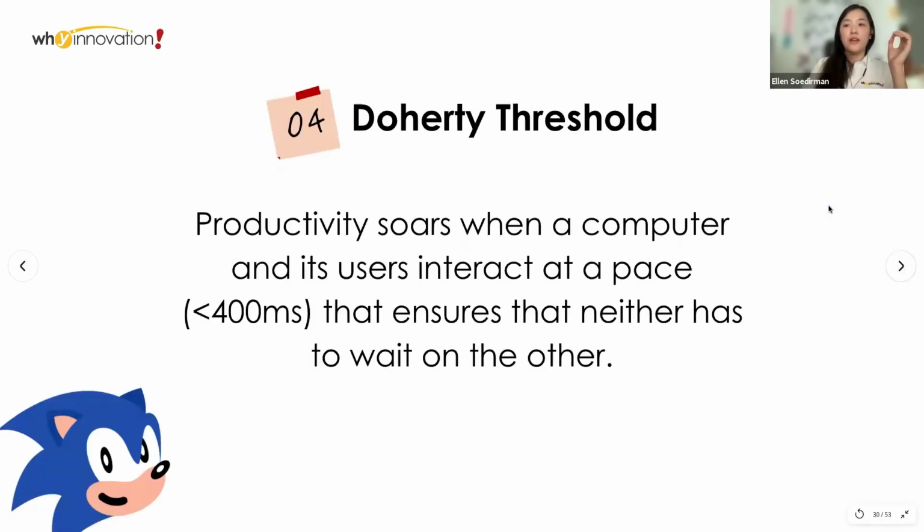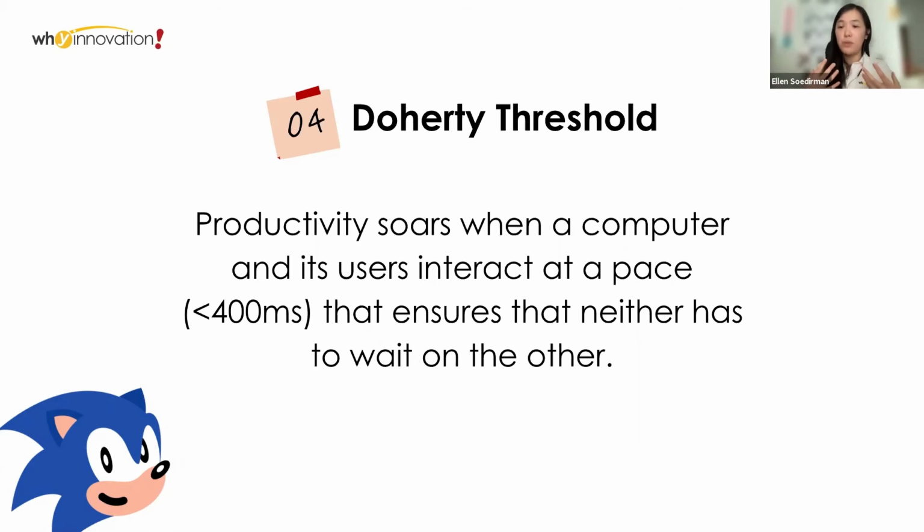Okay, so next up, we have the Doherty threshold. The Doherty threshold states that productivity soars when a computer and its users interact at a pace of less than 400 milliseconds, that ensures that neither has to wait on another. So this is the law of the most productive speed, which is 400 milliseconds. It's very fast, right? But we all know that sometimes it's impossible to keep it at 400 milliseconds. Sometimes there's no choice because your system is a little bit more complex. You might need maybe 3 seconds, or 5 seconds, or 10 seconds. You have no choice. But what can we do to make sure that people are not distracted, that they don't get irritated when they're waiting?